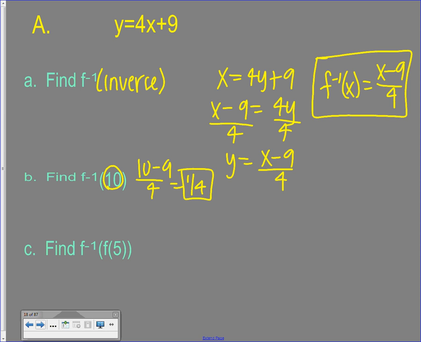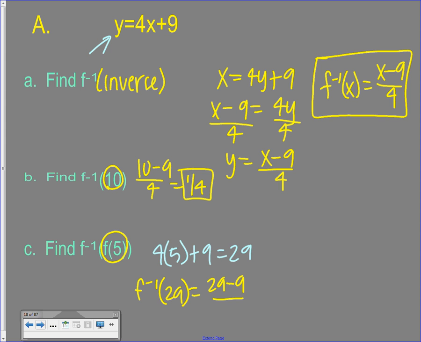Part C is a little trickier. This is where we worked yesterday on the composition of two functions. If you remember from yesterday, we always start on the inside function, or the one on the right. This one says find f of 5. Well, f of 5 would be your original one, which is 4x plus 9. So that gives me 4 times 5 plus 9, which gives me 29. Now the composition says take that and plug it into the inverse. So now I have to find f inverse of 29, which is my yellow function. So 29 minus 9 over 4 gives me 20 over 4, which gives me a final answer of 5.